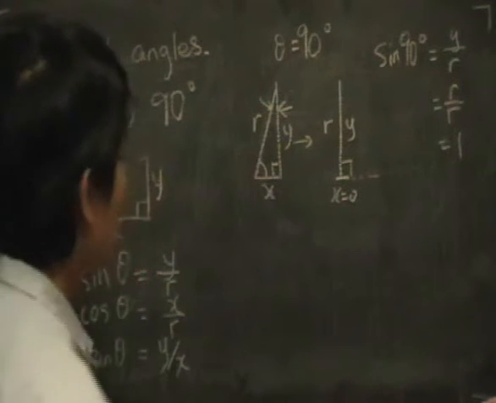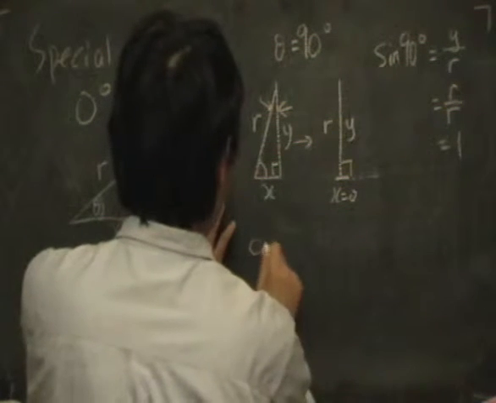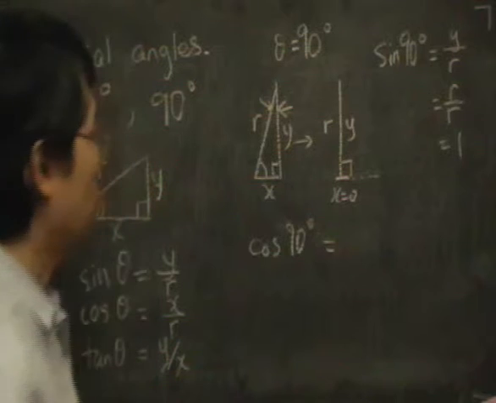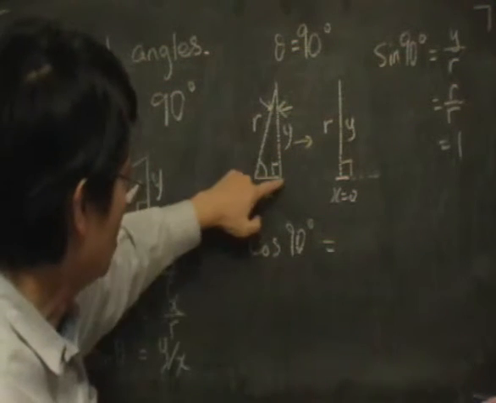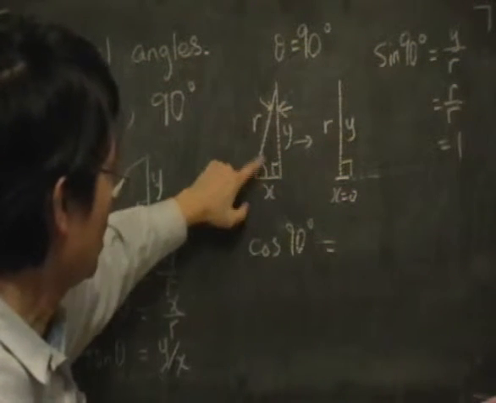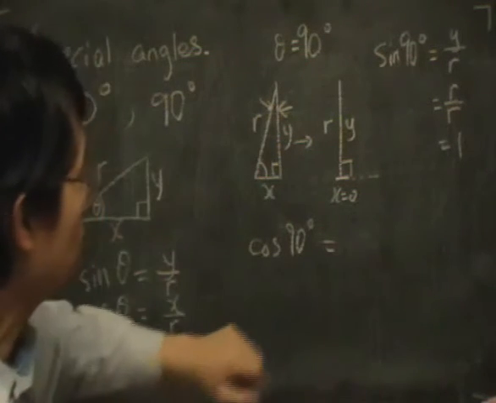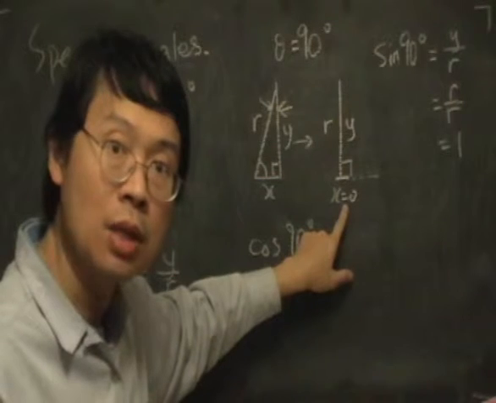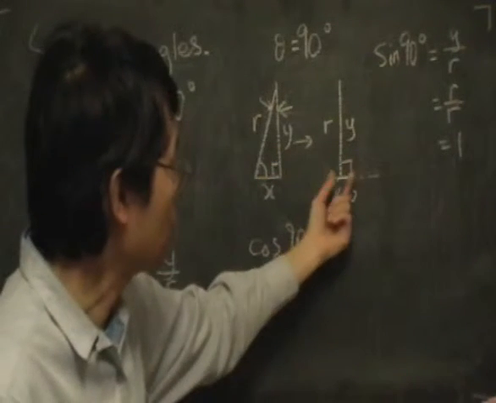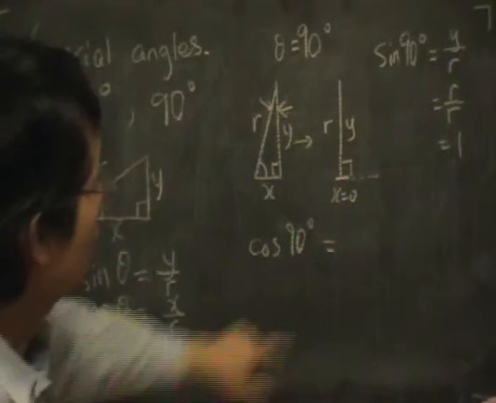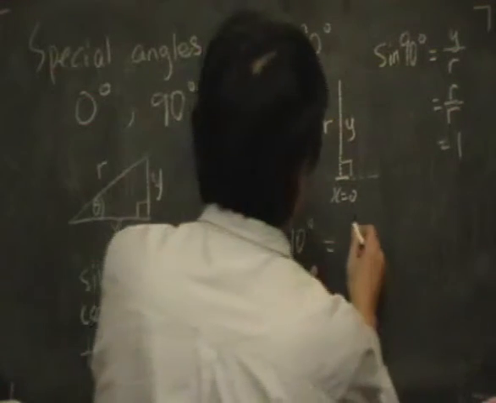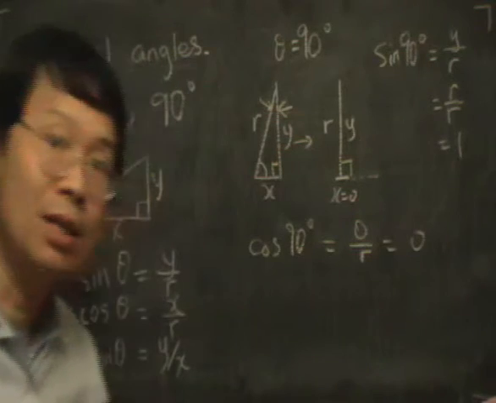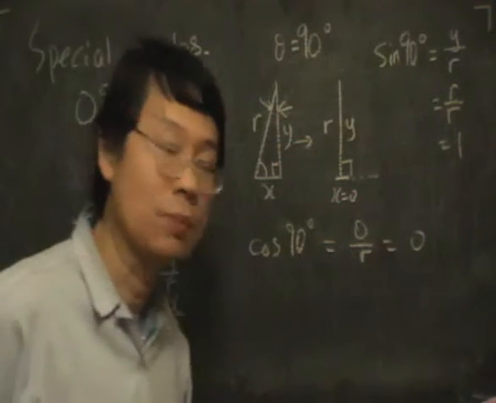Then we do cosine 90 degrees. Right? Cosine is the adjacent to the angle divided by the hypotenuse, but this time the adjacent is 0. It has shrunk to 0, so it's just 0 divided by r, and that gives us 0. Therefore cosine 90 degrees is 0.